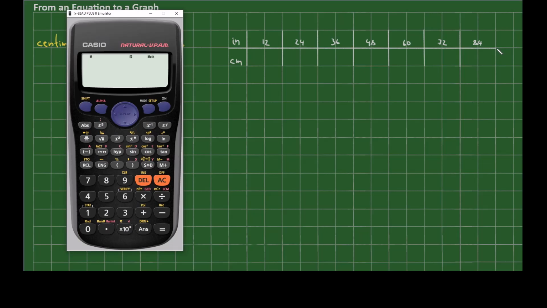I'm going to use my trusty calculator. I have 12 inches multiplied by 2.54, and it gives me 30.48. I can repeat this calculation for all of the values in the inches row. So I could go 24 multiplied by 2.54, and that gives me 60.96. Let me quickly complete this table.